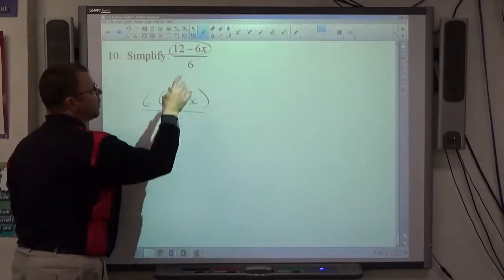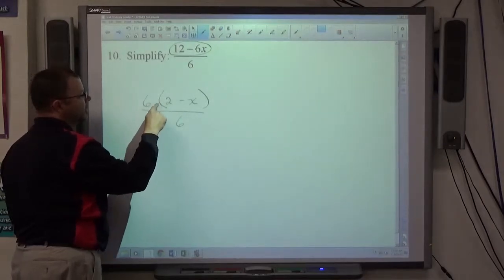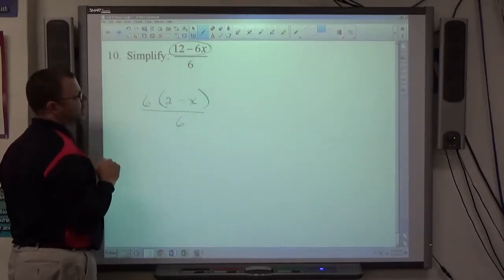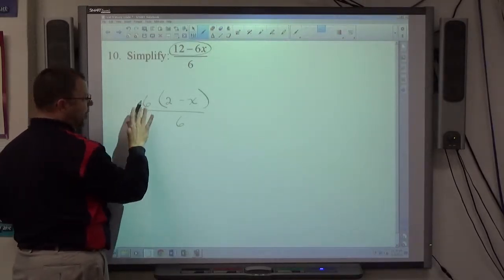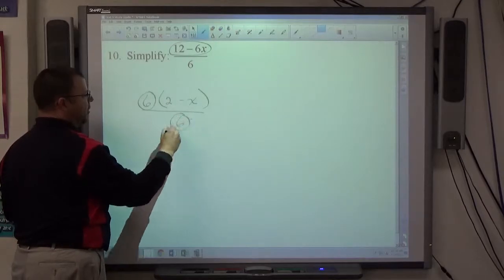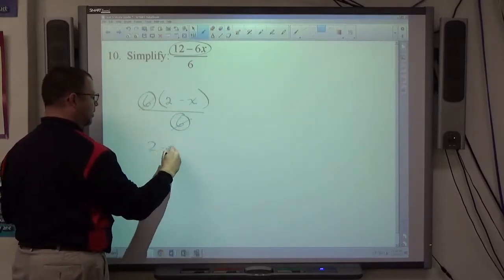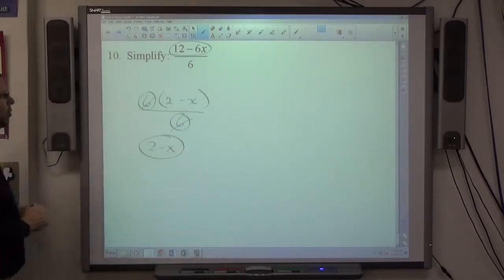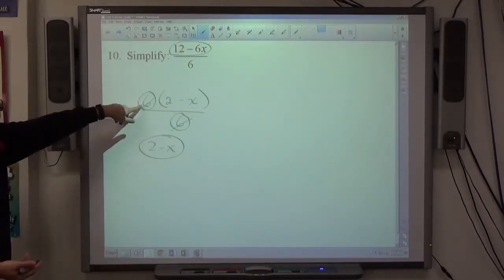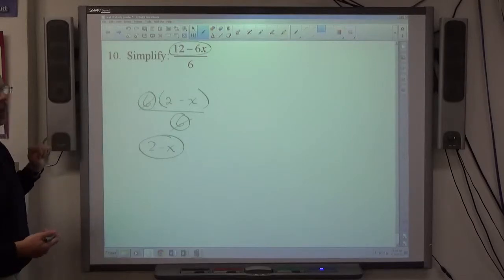And again, if you verify that this is correctly factored, 6 times 2 should make that, which it does. 6 times negative x should make that, which it does. Once you get it factored and you have a product over a number, this factor matches that factor. We cancel those, we get 2 minus x as an answer. So factor the polynomial, and then whatever the common factor is that you can take out, you can reduce with anything individually on the bottom.